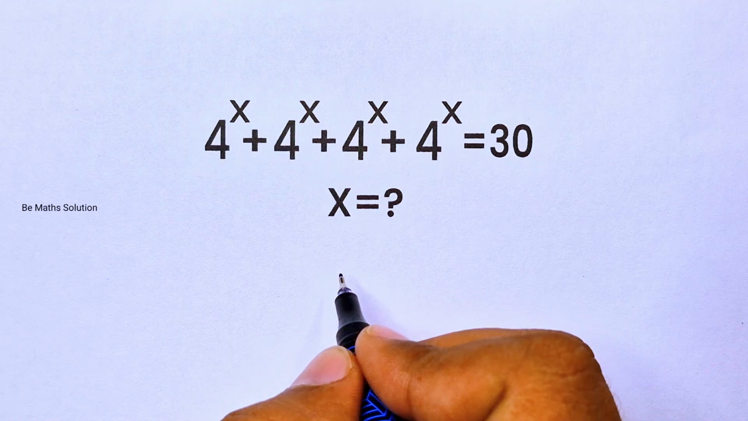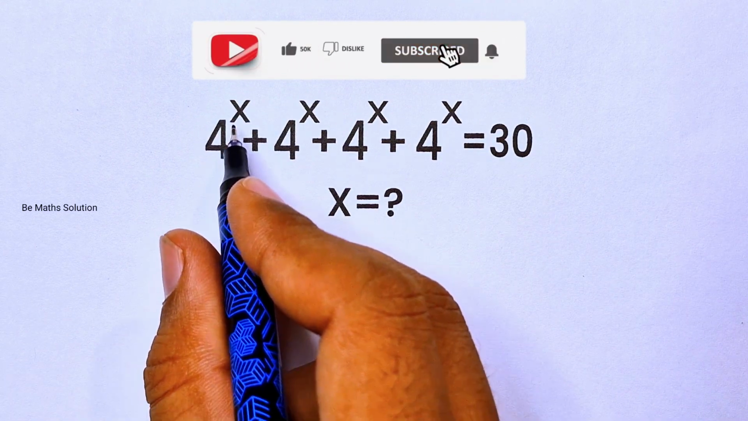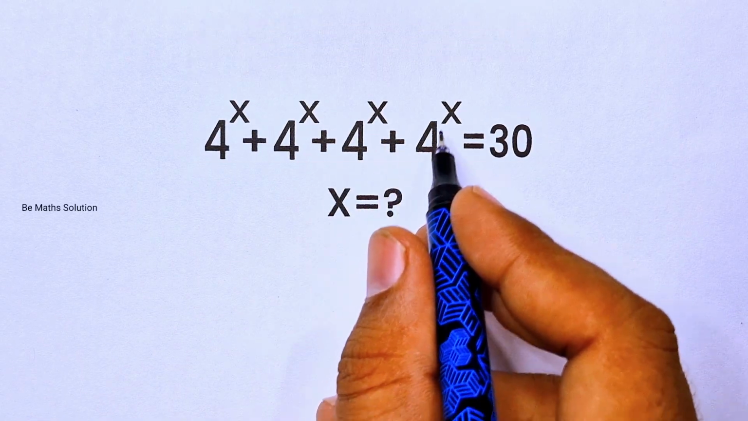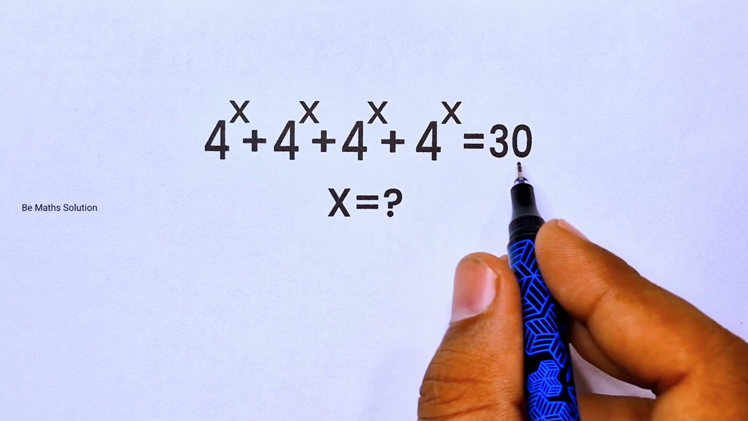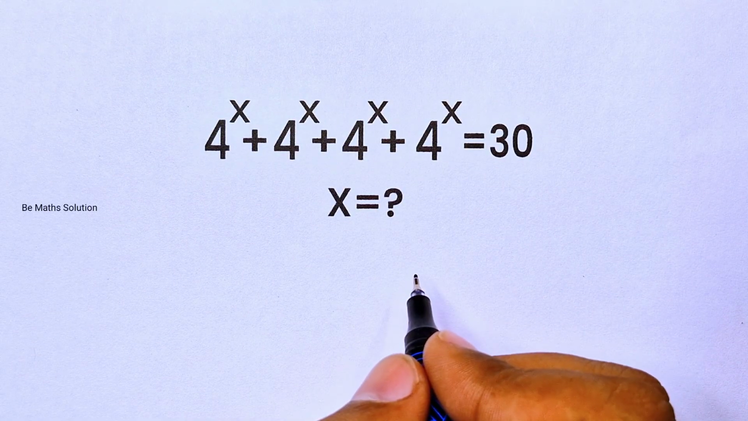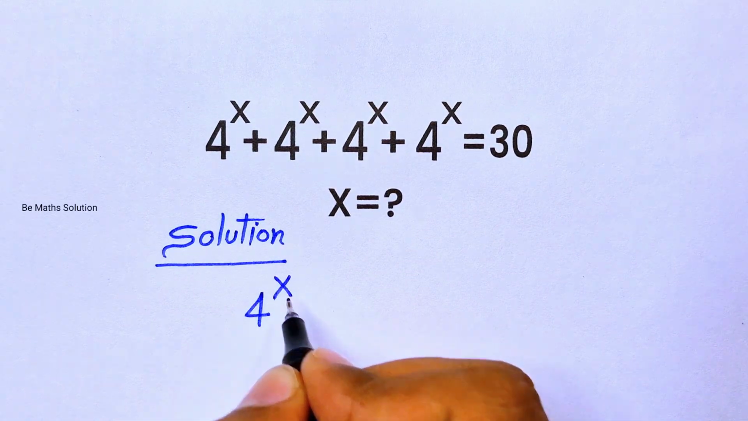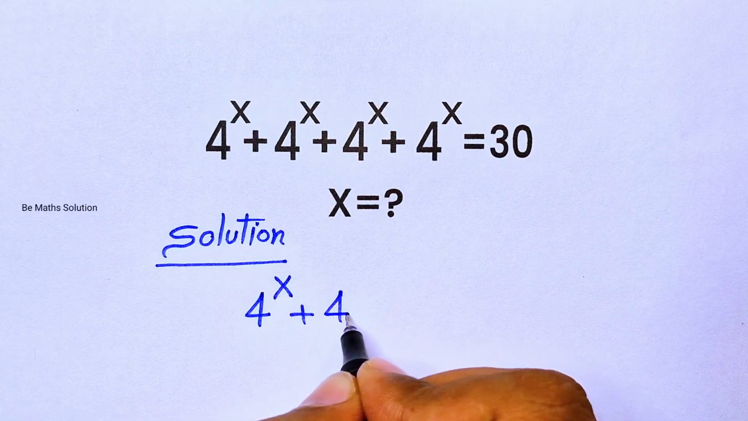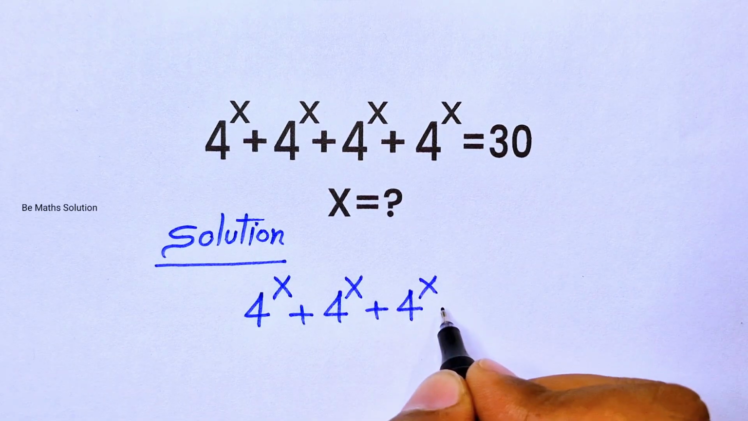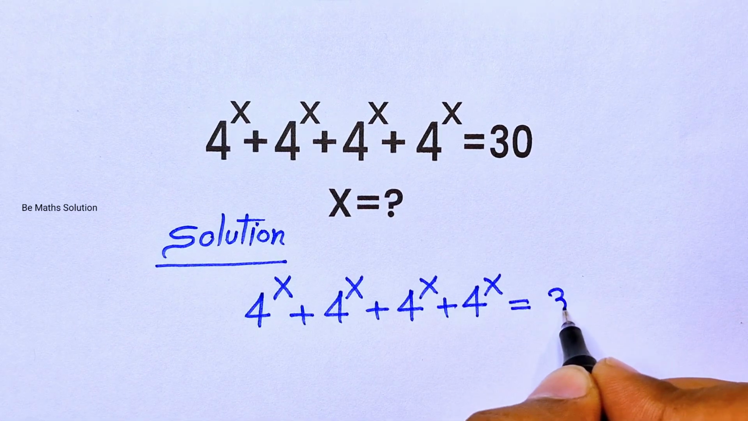Hello everyone, today we are going to solve an interesting exponential maths question: 4 to the power x plus 4 to the power x plus 4 to the power x plus 4 to the power x is equal to 30. To find the value of x, how do we solve this interesting viral math problem? Let's have a solution. This question is 4 to the power x plus 4 to the power x plus 4 to the power x plus 4 to the power x is equal to 30.